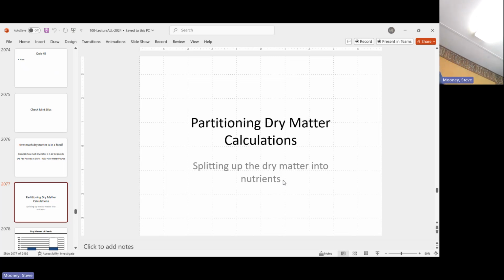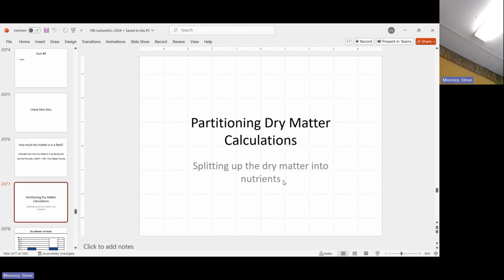So we're going to break up the dry matter into its different component nutrients. So what are our 6 nutrients? Does anybody remember? Water's one. Vitamins, minerals, proteins, fat. Carbohydrates is your 6th one, right?